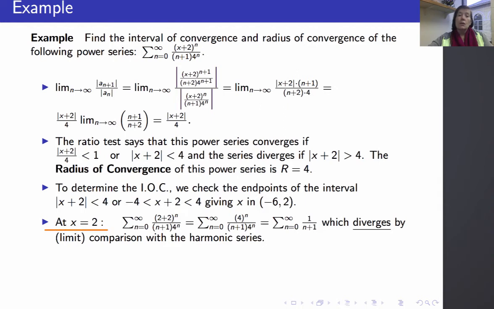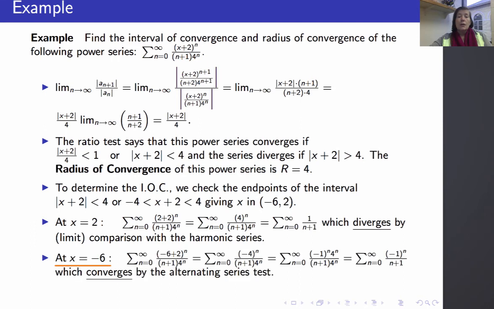So plugging these in individually, at x equals 2, we find that our series is equal to the sum from 0 to infinity of (2 plus 2) to the n over (n plus 1) times 4 to the n. And this is the sum of 4 to the n over 4 to the n times (n plus 1), so this is really just the sum of 1 over (n plus 1). And of course this diverges by the limit comparison test in comparison with the harmonic series, the sum of 1 over n.